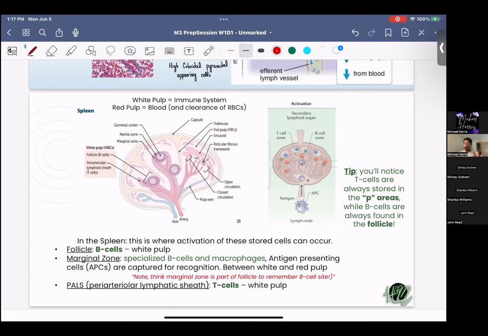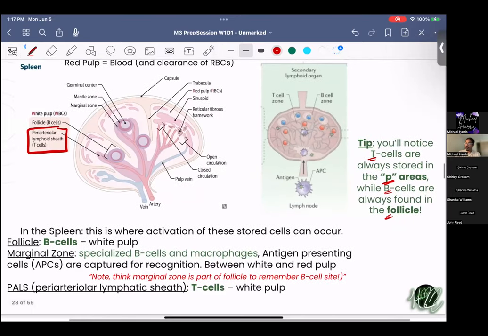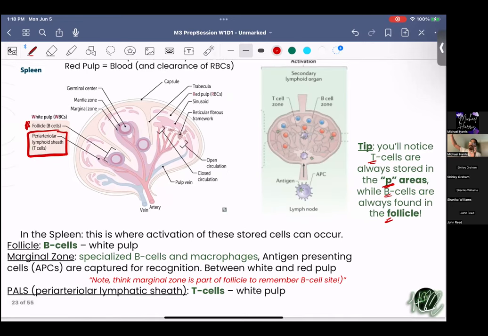periarteriolar sheath. You see, both areas have T cells, have P's in them. They start with P's. Parafollicular, periarteriolar lymphatic sheath. Okay? While B cells are always found in follicles. This is the same throughout the body. Okay? Now, with that being said, these germinal follicles, which I haven't touched on yet, have different layers to them.